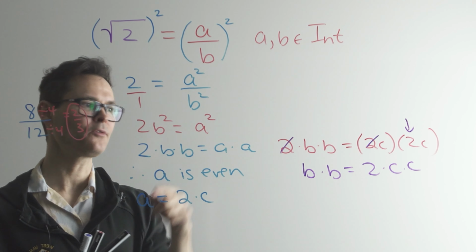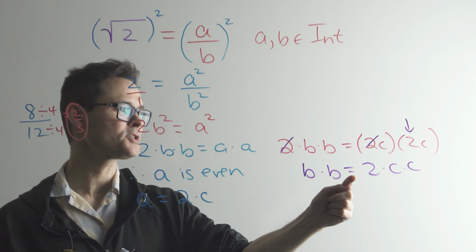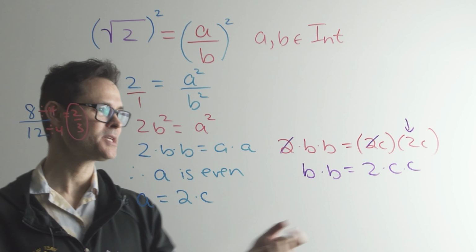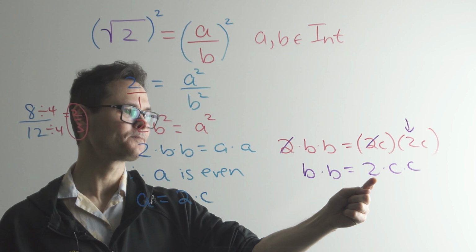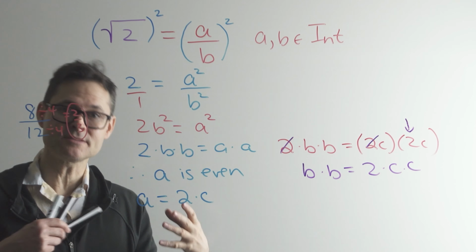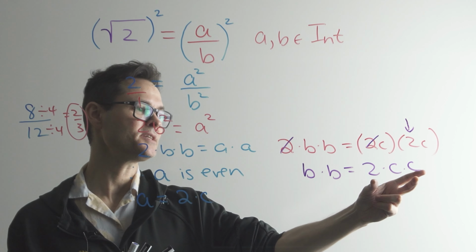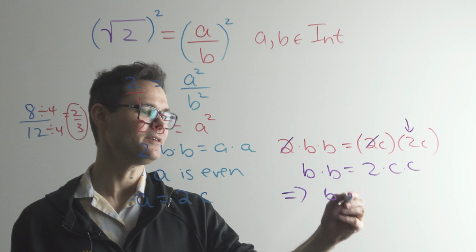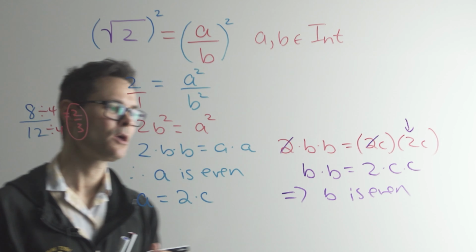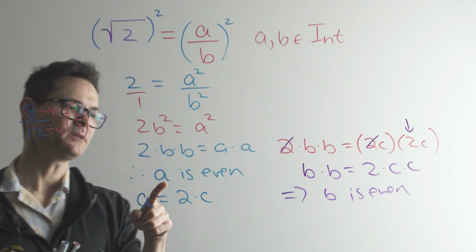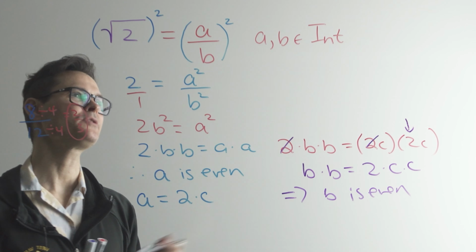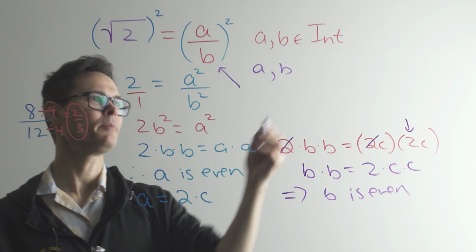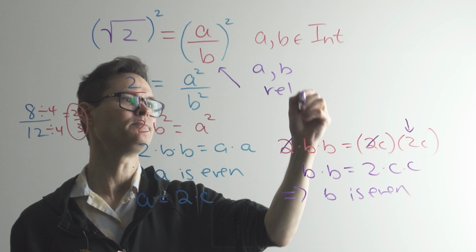Well, we're right back where we were over here. If b times b is equivalent to 2 times c squared, b has to be even. Do you see? Because there's a 2 here, and having a 2 inside factor-wise means that this is even, so this is even if that's equal. So this implies that b is even. Well, think about it. If a is even and b is even, that's a contradiction to our assumption that a and b have no common factor. In other words, they're relatively prime.